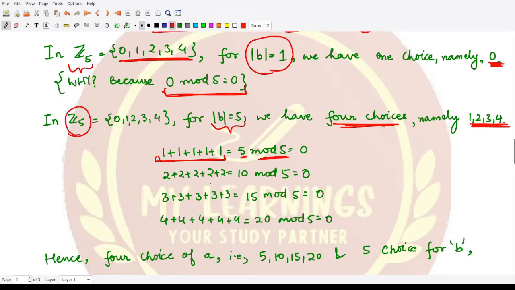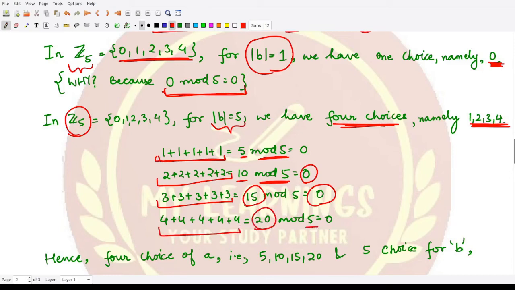Similarly, for the element 2, when we add 2 5 times, we would have 10 here, and we will take 10 mod 5, which is 0, which is again the identity of Z5. Similarly, for 3, when you add 3 5 times, you would have 15. 15 mod 5 is again 0. And when you add 4 5 times, you will have 20. 20 mod 5 is again 0. So you see, all these 4 elements have the order 5 in the group Z5.